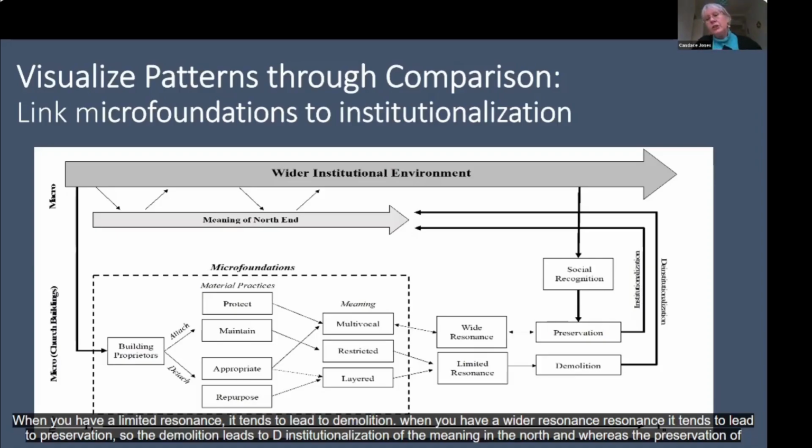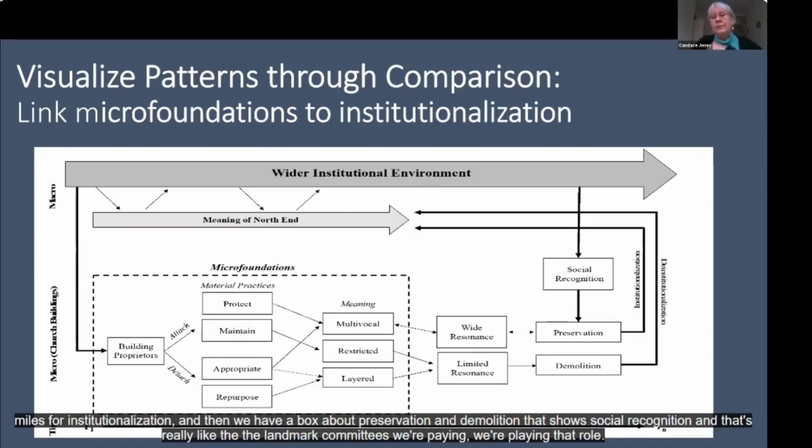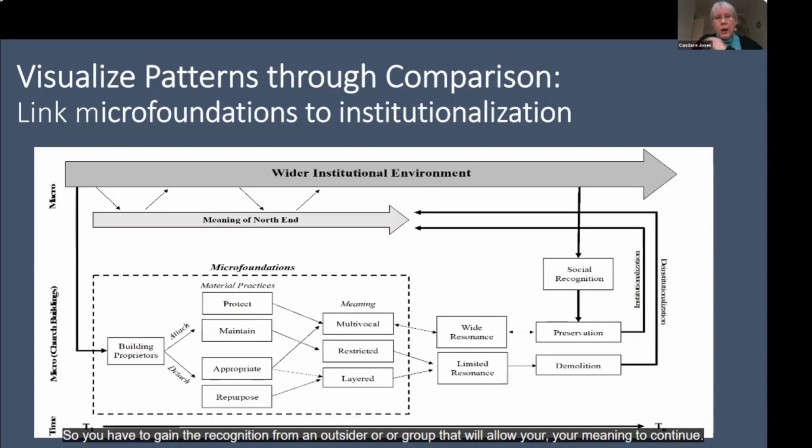So the demolition leads to deinstitutionalization of the meaning in the North End, whereas the preservation allows for institutionalization. And then we have a box above preservation and demolition that shows social recognition. And that's really like the landmark committees were playing that role. So you have to gain the recognition from an outsider or group that will allow your meaning to continue.